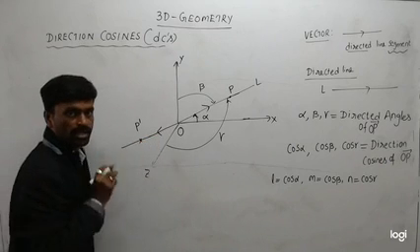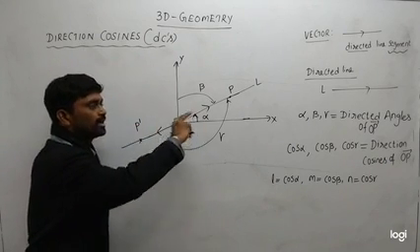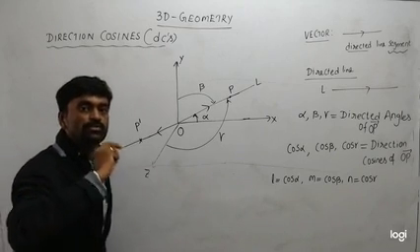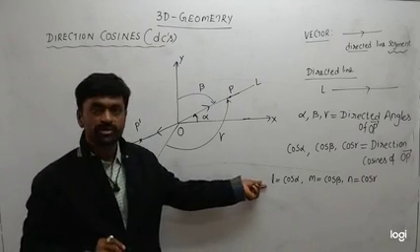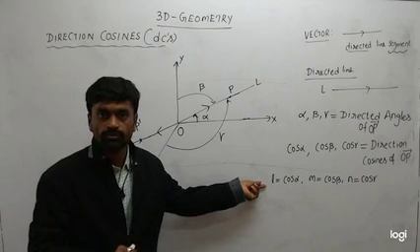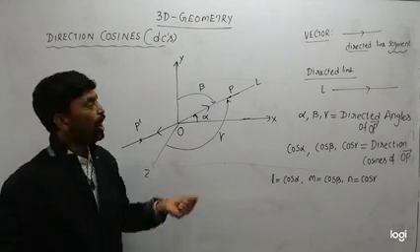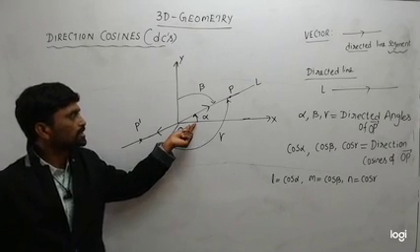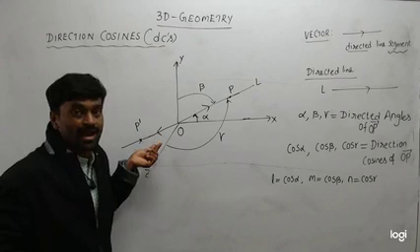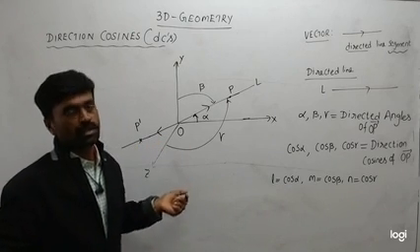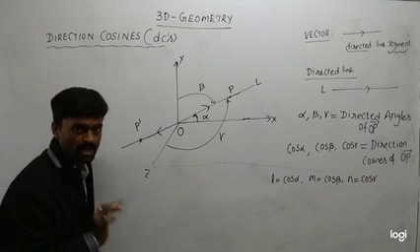Okay, OP dash direction. As this line has two different directions, it has two different sets of direction cosines. This is one set of direction cosines of the line L. Now how to find the other set of direction cosines of this line? That means how to find the direction cosines of OP dash.